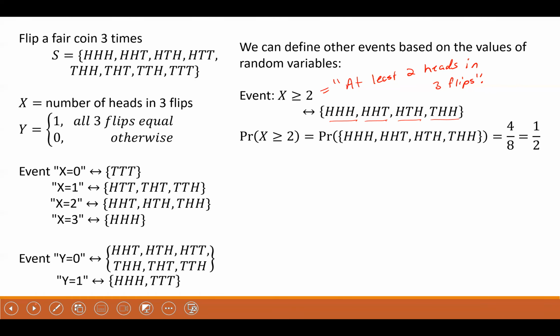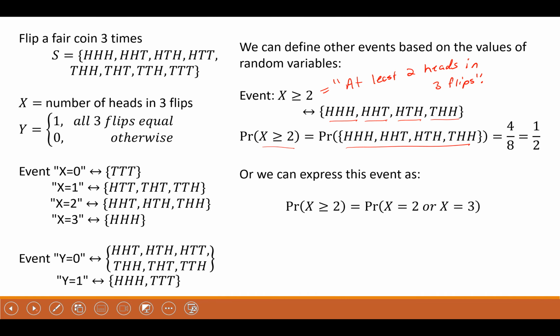And then the probability of this event, at least 2 heads in 3 flips, or x greater than or equal to 2, is 4 over 8. It's the size of the event over the size of the sample space. So it's probability 1/2. We could also break it down into cases, right? For x greater than or equal to 2, the only 2 non-empty events that fit this description are x equals 2 and x equals 3.